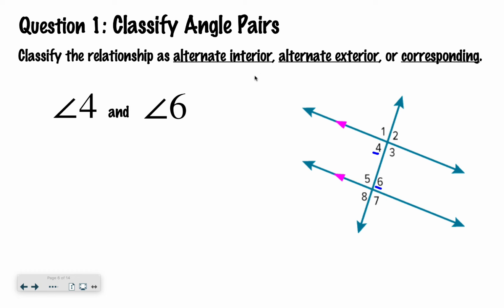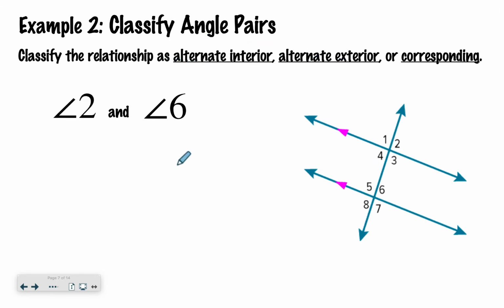Okay, so hopefully you said angle 4 and angle 6 are both between the parallel lines. That means that they have to be interior. And so if they're interior, I know that they can't be alternate exterior. And I have one on each side of my transversal, so I know that it must be alternate, which means that my answer would be alternate interior. Okay. So let's practice another one.